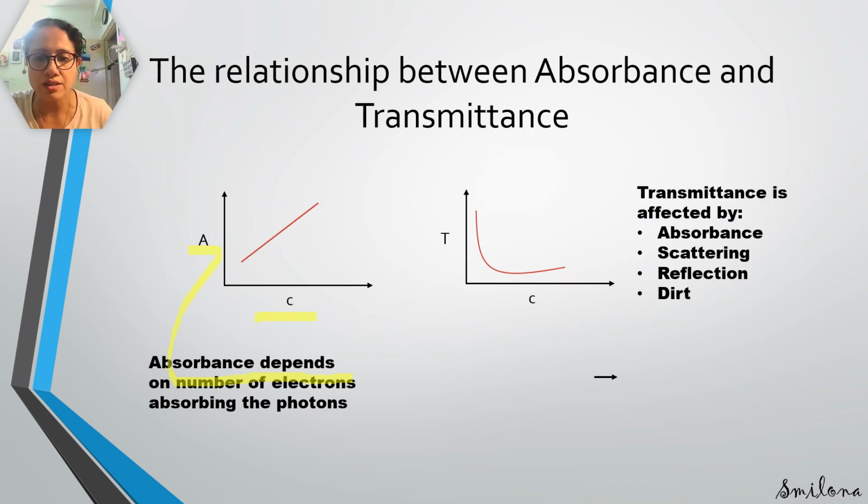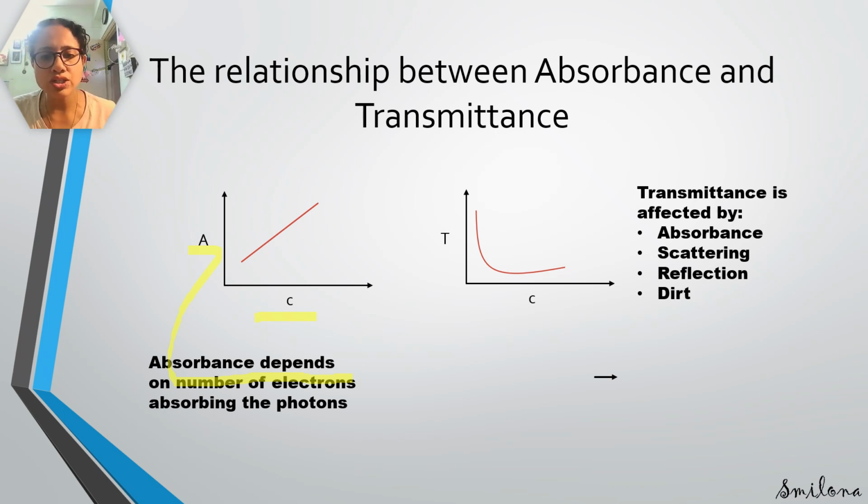Whereas if I look at transmittance, transmittance is the amount of light transmitted. It will not only depend on the amount of light absorbed, it will also depend on the amount of light scattered, because that is also not reaching the detector. The light reflected, that is also not reaching the detector. If I have dirt on the sample holder, it is also going to reflect some amount of light, and that will also not reach the detector. So there are multiple factors that control transmittance, and therefore transmittance does not show a direct dependence on concentration.